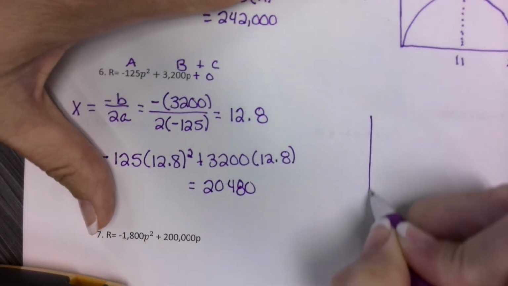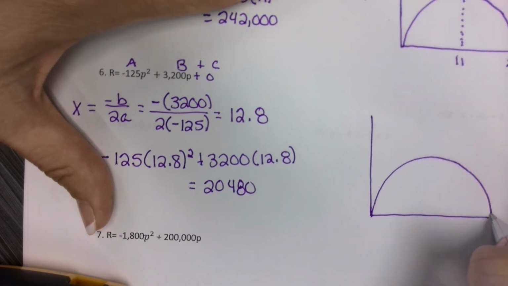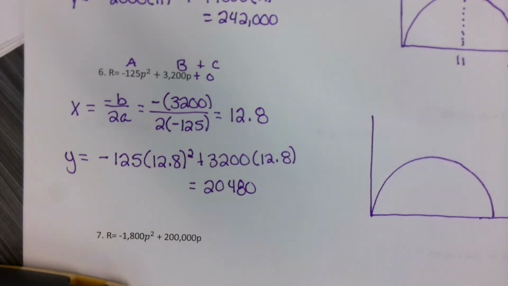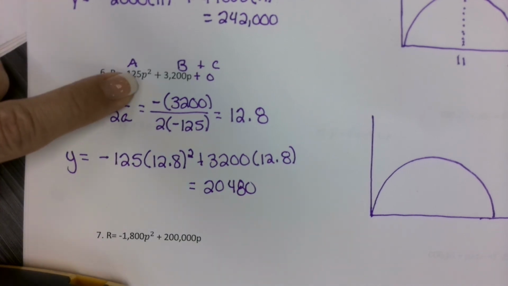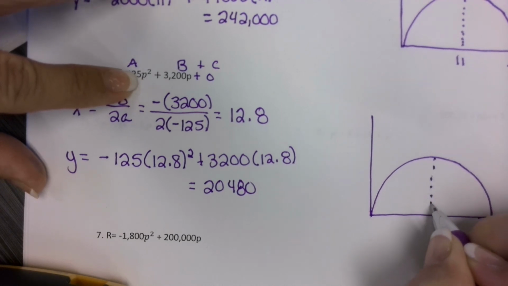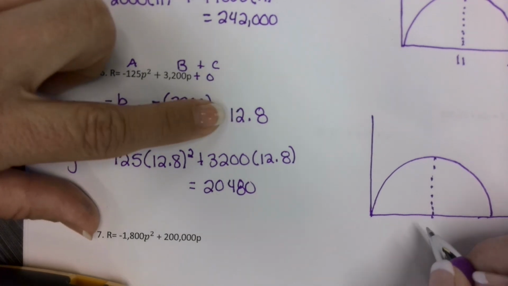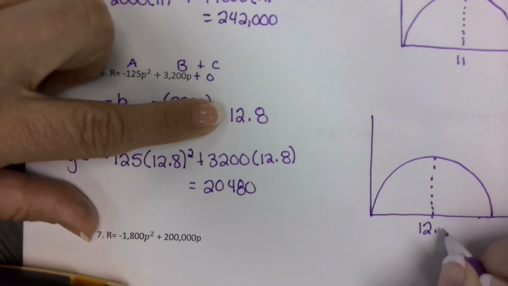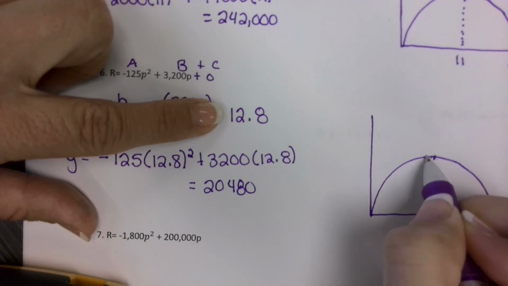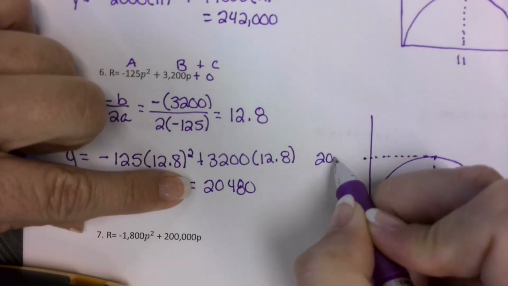All the graphs are going to look like this. I mean, that's the graph of a square. And I'm going to label. What is x? What's the axis of symmetry? 12.8. What's the height? 20,480.